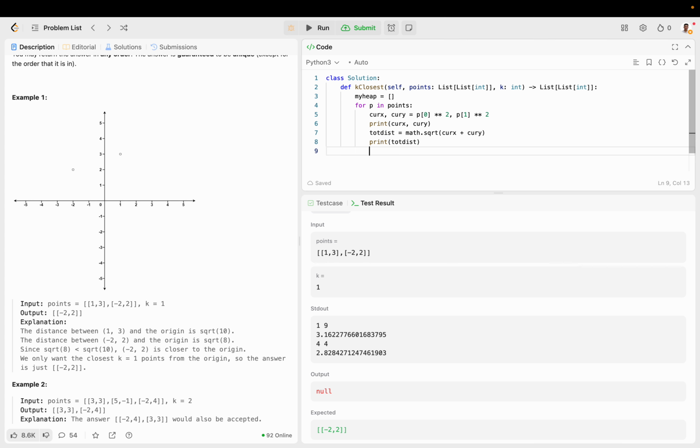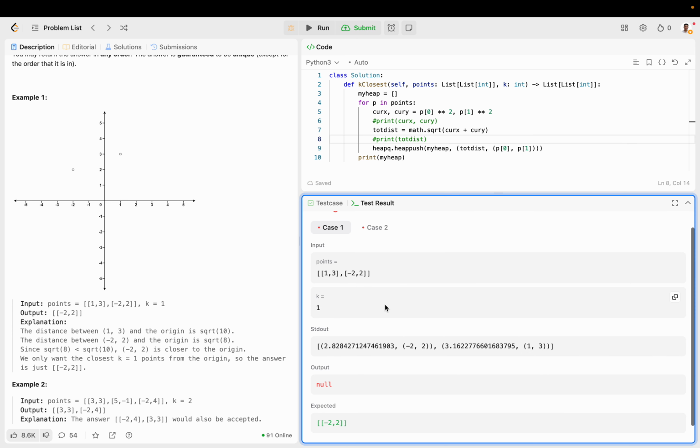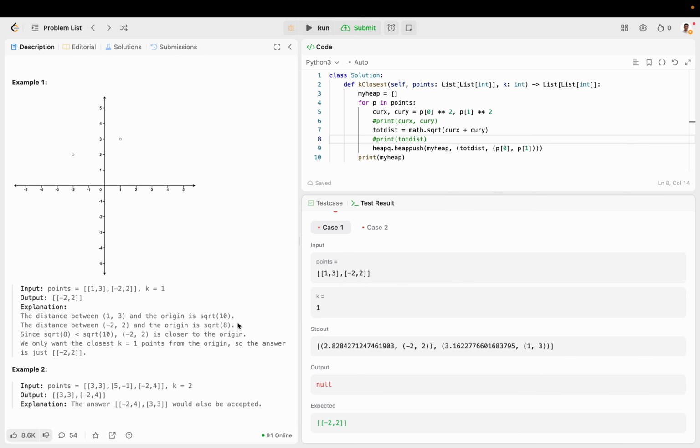Now that we have that, what we can do is push this into the heap. So heapq.heappush onto my heap. We want the actual total distance and then the actual coordinate itself, p0, which is the x coordinate, and p1, which is the y coordinate. So let's print my heap. The k closest points to the origin, so the first one would just be this one.